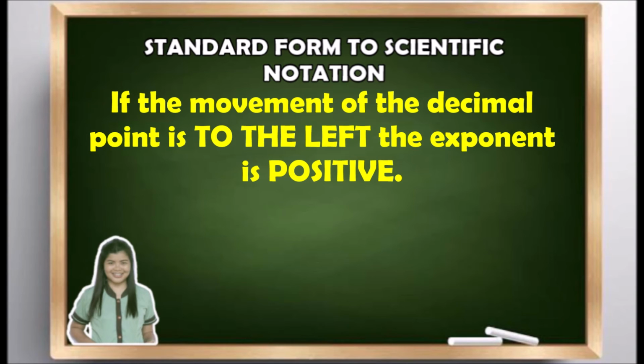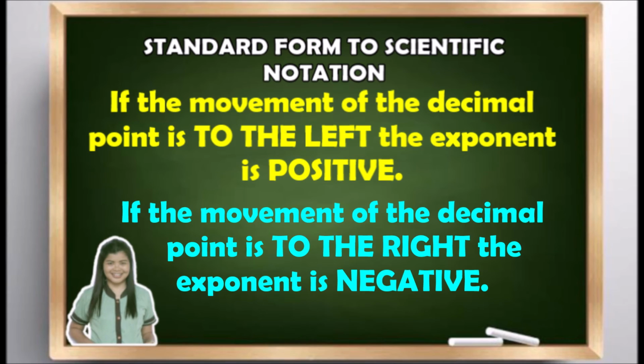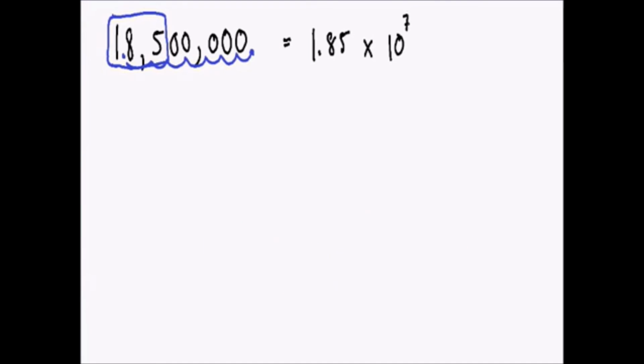So from standard form to scientific notation, if the movement of the decimal point is to the left, the exponent is positive. While if the movement of the decimal point is to the right, the exponent is negative. So for our example, we will apply the movement to the left kato nga scenario or kato nga situation. Since sa left man nato gi-move, ang atong decimal point, our exponent should be positive. So therefore, our final answer is 1.85 times 10 raised to 7.